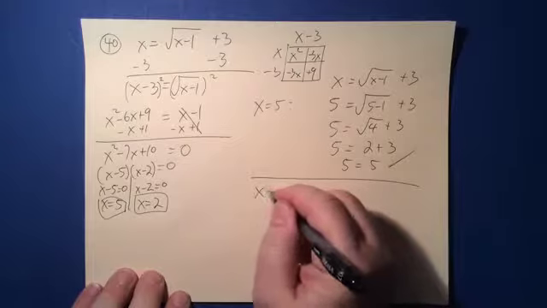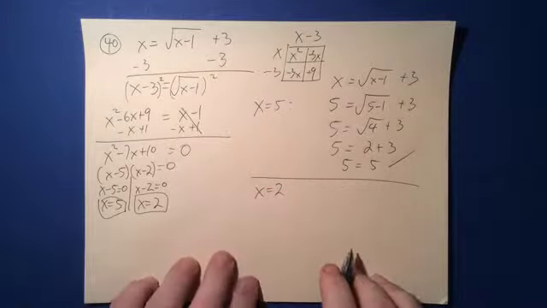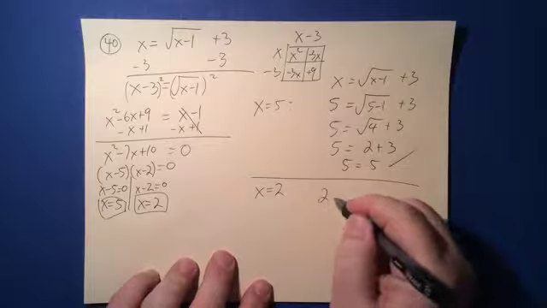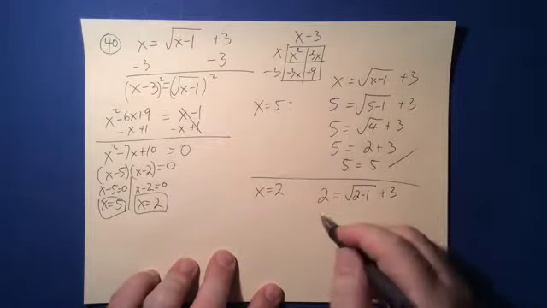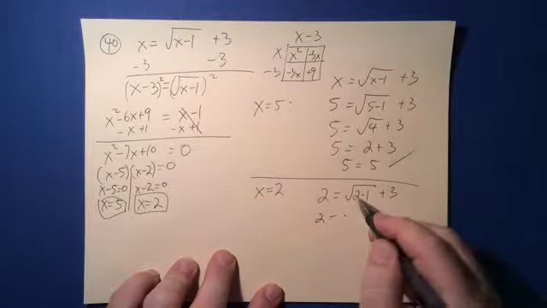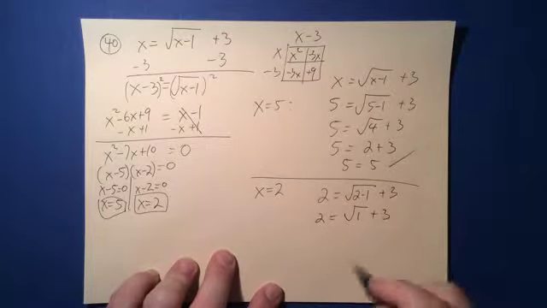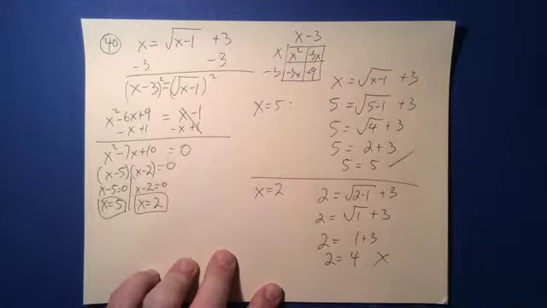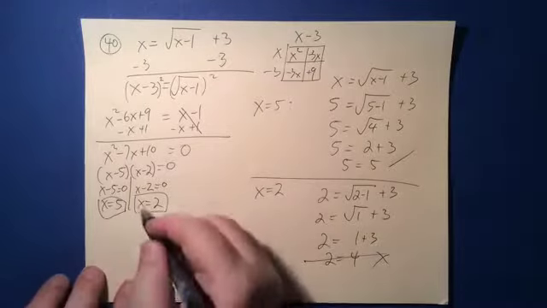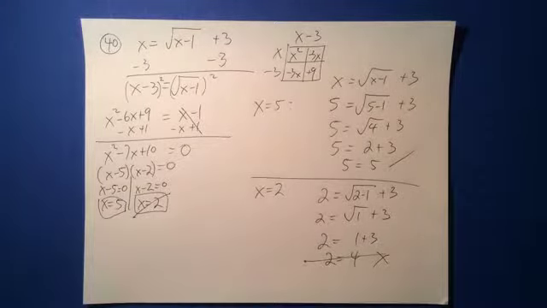Let's make sure the other number works too. When x is equal to 2, let's see if this works out. We have 2 equals the square root of 2 minus 1 plus 3. Well, 2 equals the square root of 1 plus 3, so 2 equals 1 plus 3. But here I get 2 equals 4. Now, we know that doesn't work, so we are going to reject 2 as a possible solution to this problem. The solution of 2 that we obtained simply doesn't work, so we're going to accept that x equal to 5 is our only solution.